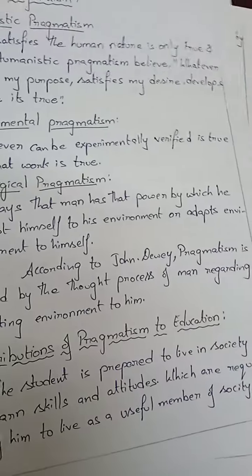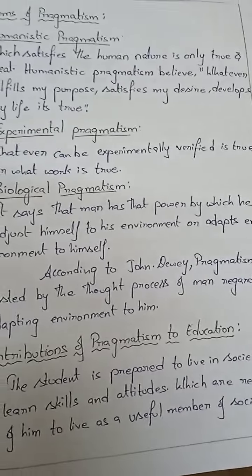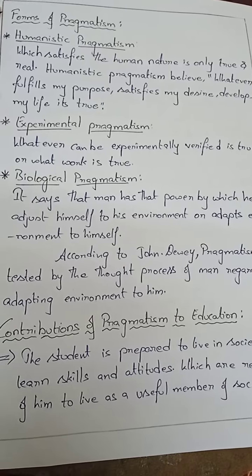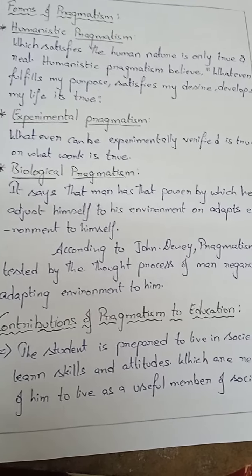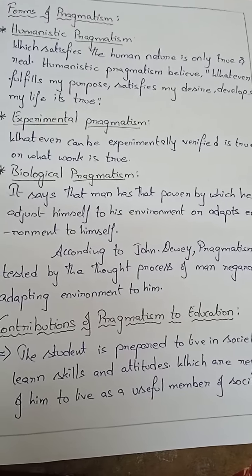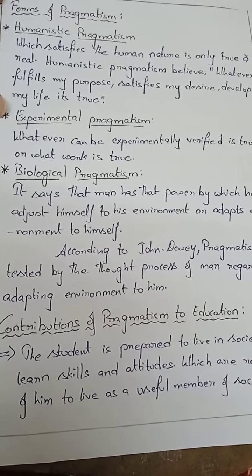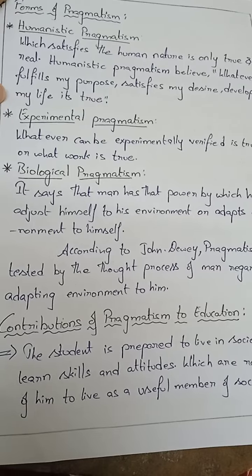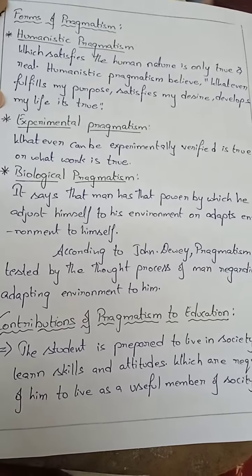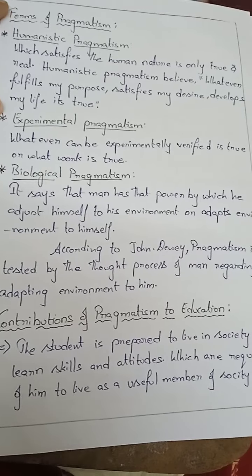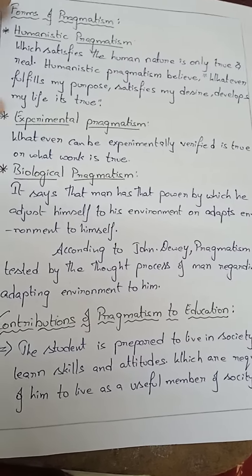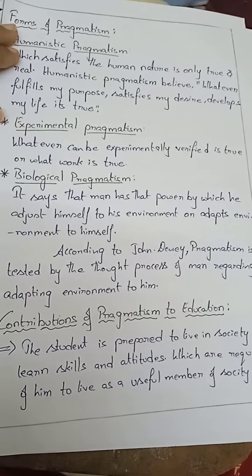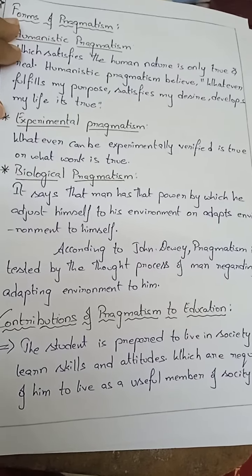Now we will see the forms of pragmatism. Humanistic pragmatism, which satisfies human nature, is the only true and real one. Humanistic pragmatism believes whatever fulfills my purpose, satisfies my desire, and develops my life is true. Experimental pragmatism: whatever can be experimentally verified is true, or what works is true. Biological pragmatism says that man has a power by which he adjusts himself to his environment and adapts the environment to himself. According to John Dewey, pragmatism is tested by the thought process of man regarding adapting the environment to him.